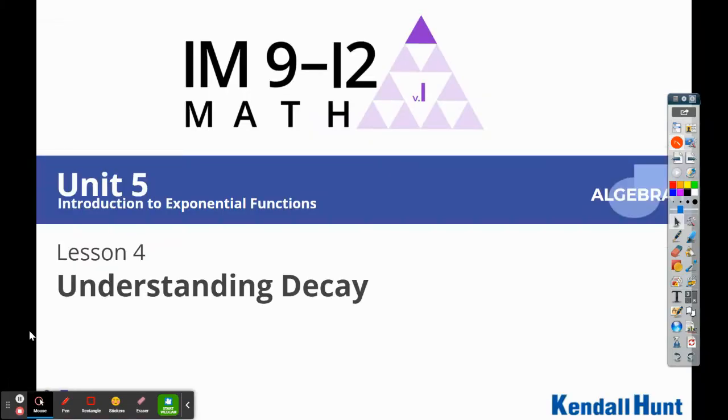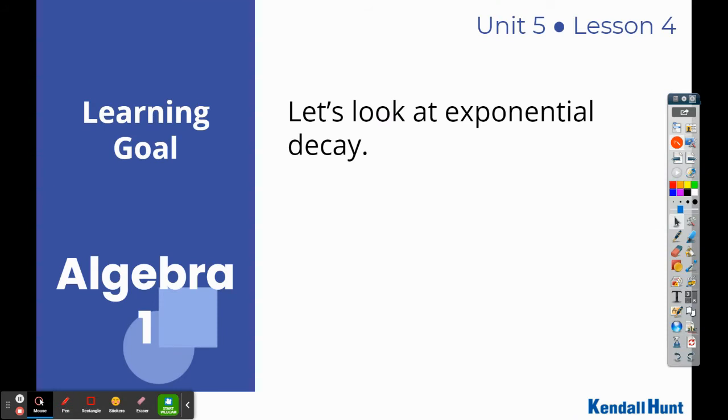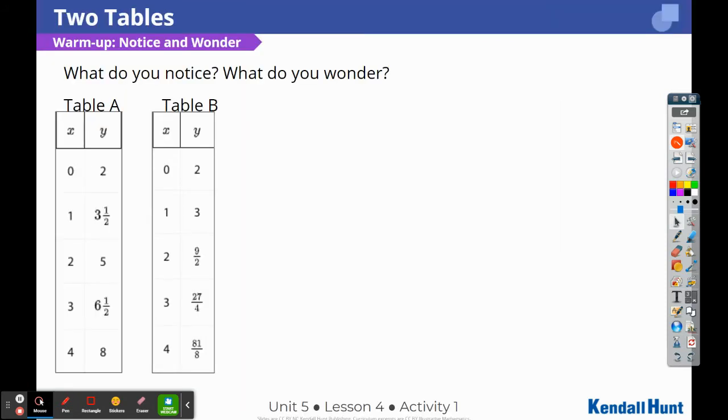All right, today we're doing Unit 5, Lesson 4, Understanding Decay. So we're going to look at exponential decay. What do you notice and what do you wonder?